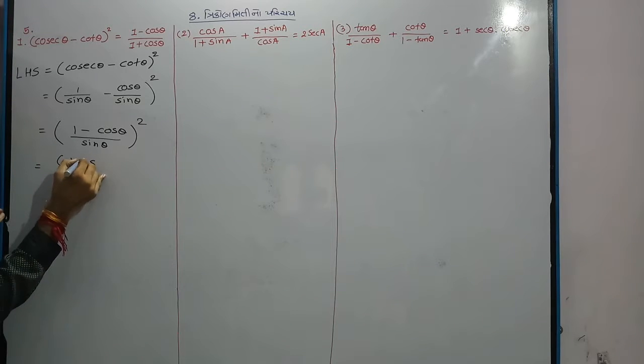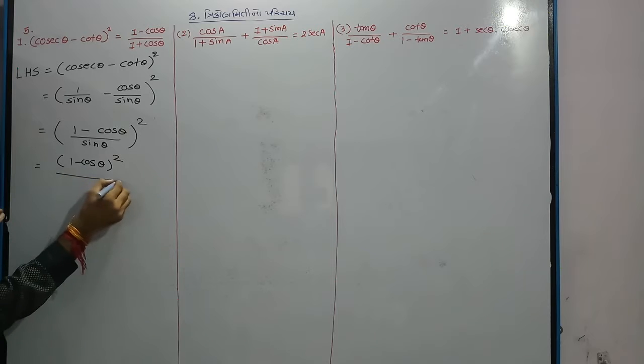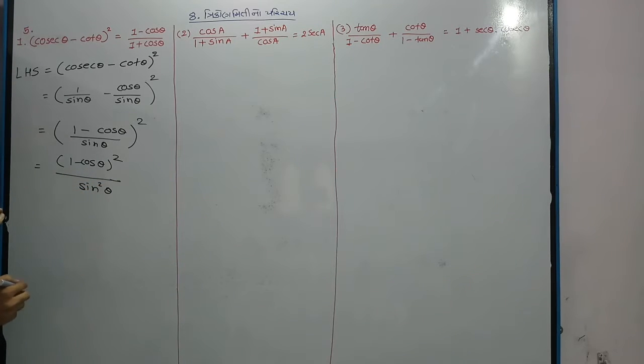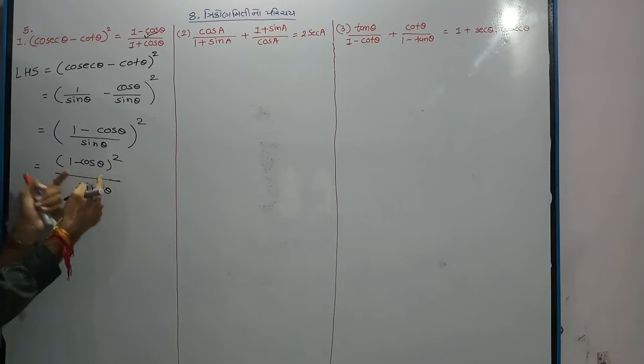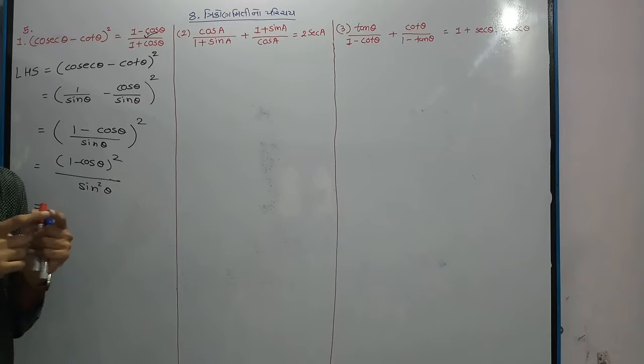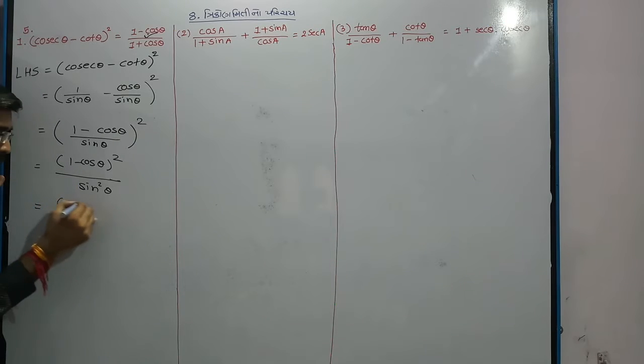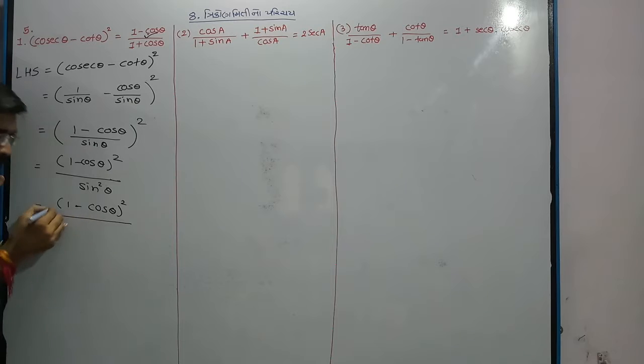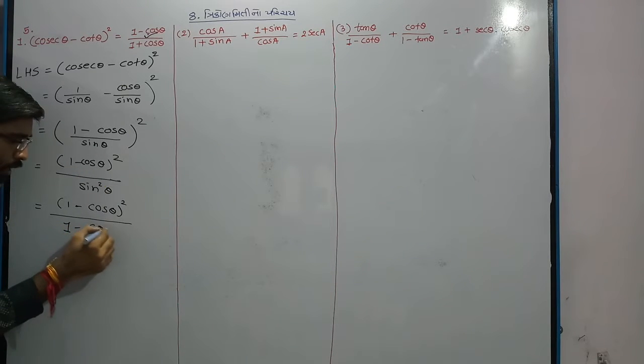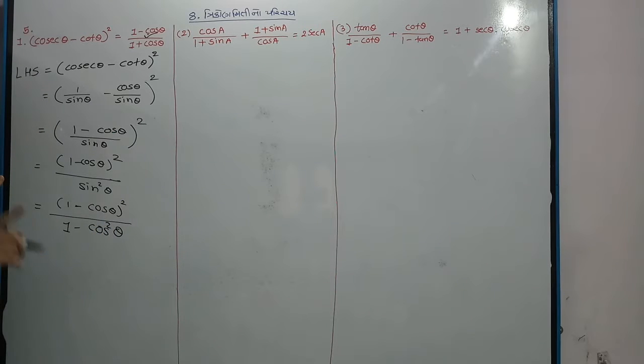So we have (1 minus cos θ) whole squared upon sin squared θ. We know that sin squared θ is 1 minus cos squared θ. A basic question you may have: why did we not open the bracket in the square? Because the numerator is 1 minus cos θ whole squared, so we do not open the bracket. So (1 minus cos θ) whole squared upon sin squared θ, which is 1 minus cos squared θ.